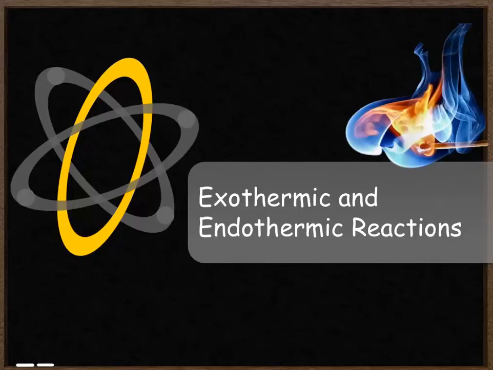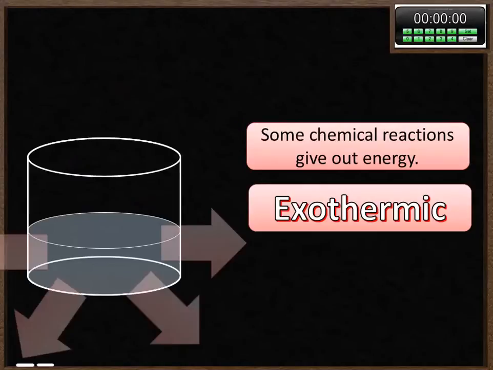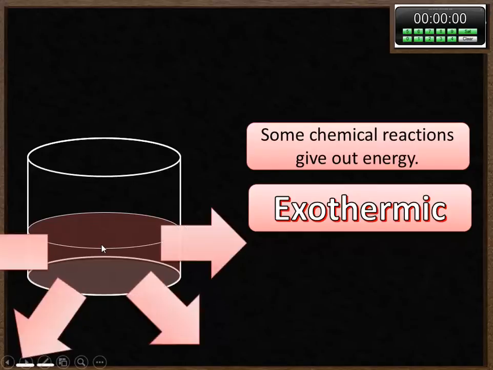In this video we're going to have a look at two different types of chemical reaction, exothermic reactions and endothermic reactions. So here's the first type, exothermic. These are chemical reactions that give off heat energy. During the reaction, heat energy is going to be released from the reactants. They're going to start to feel very hot. That heat is then given to the surroundings.